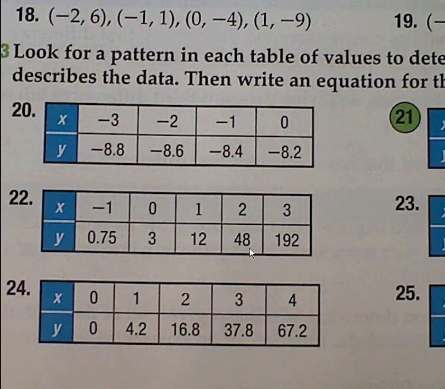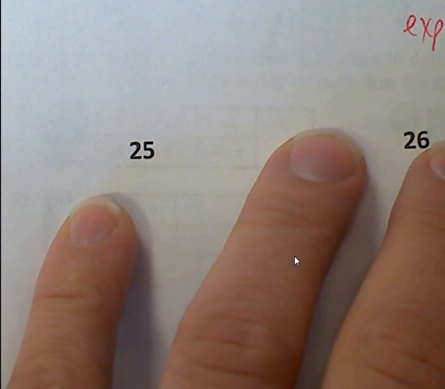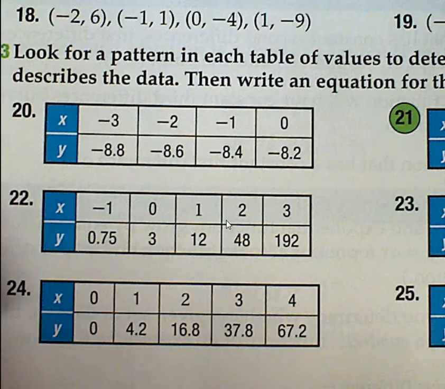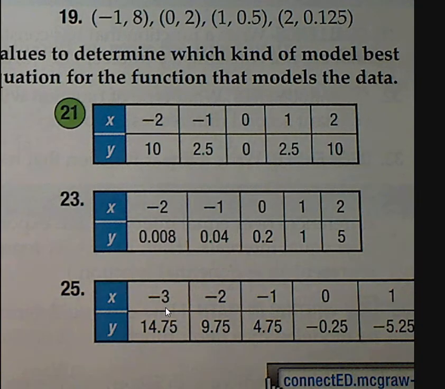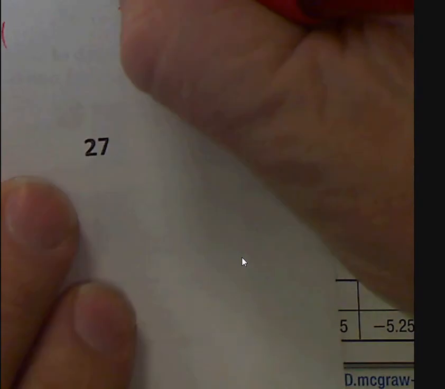Number 22. I am multiplying by 4. That has to be an exponential. Number 23. I am multiplying by 5. So that has to be an exponential.